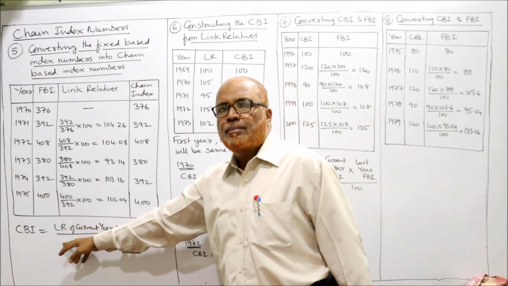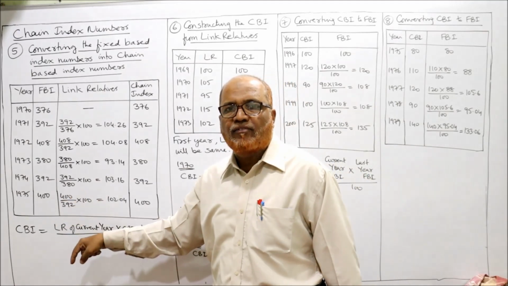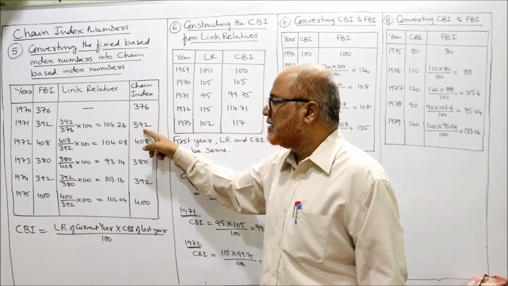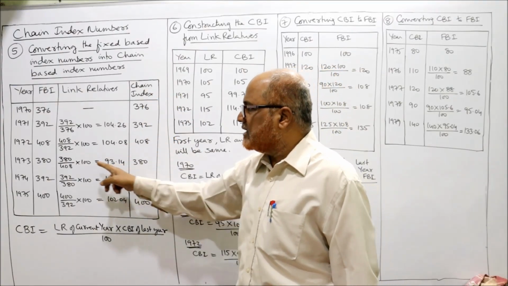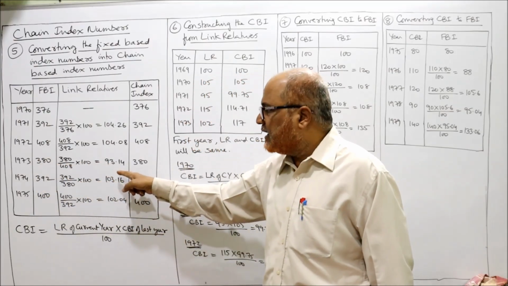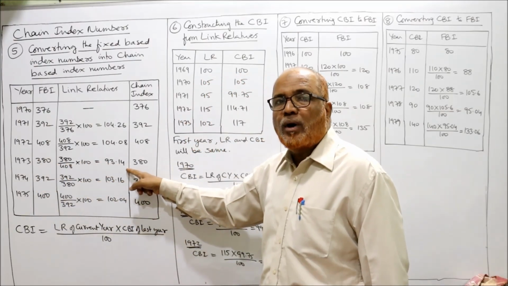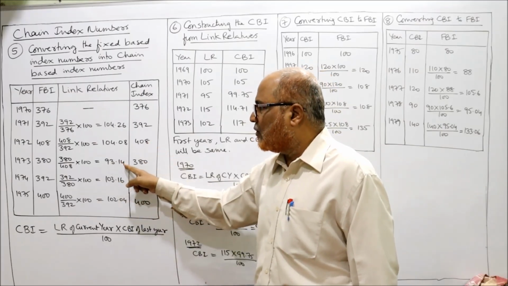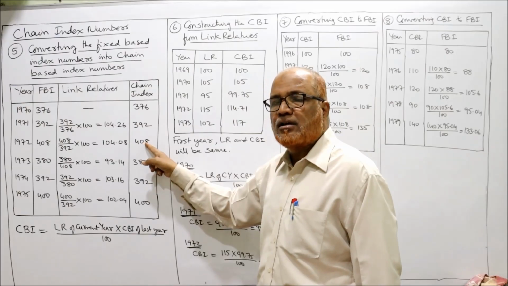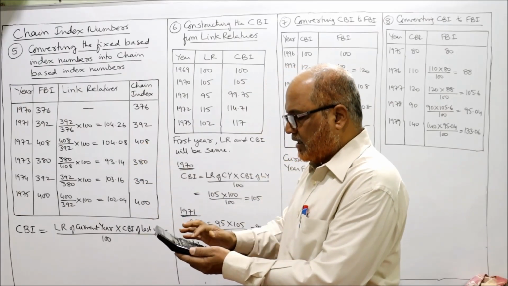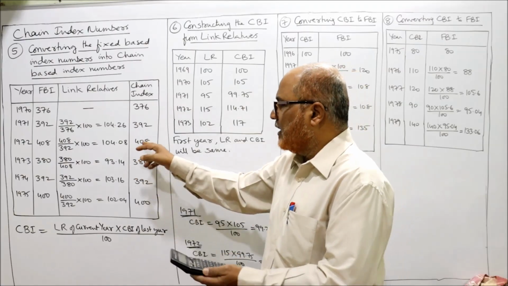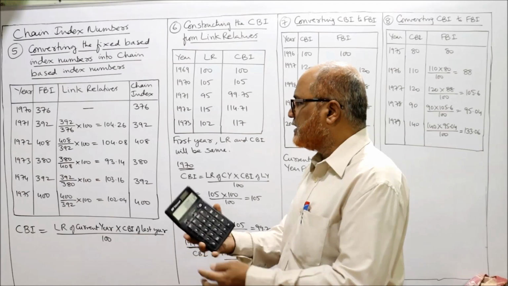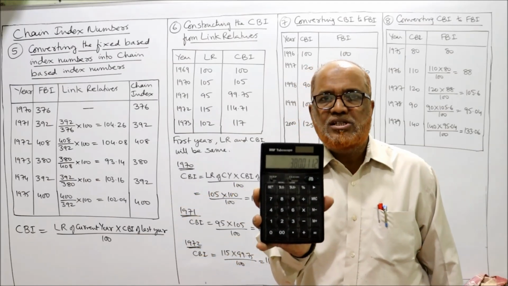So again, repeat: the CBI formula is LR, link relative of current year, into CBI of last year, divided by 100. Similarly, we want 1973. What is the link relative of 1973? 93.14. What is the CBI of last year? 408. So 93.14 into 408 divided by 100. You are getting 380.01.